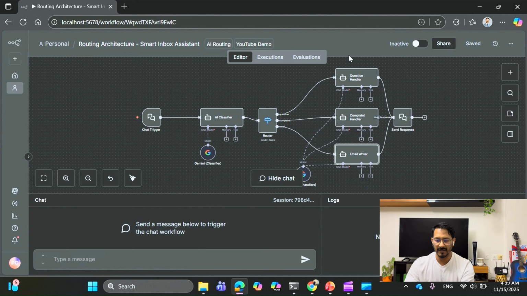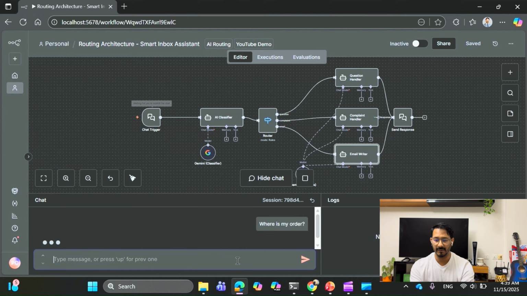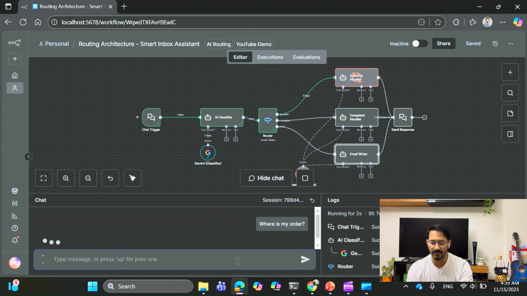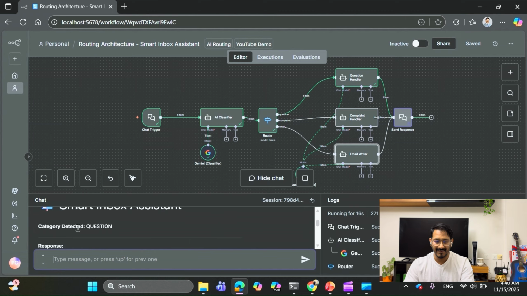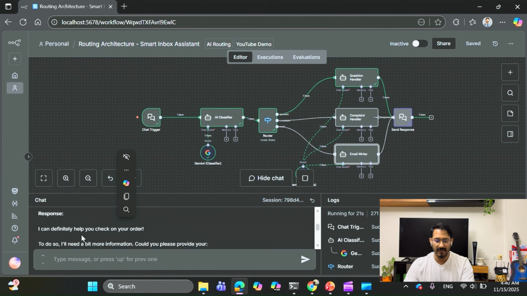So let's put it in the chat and say, let's say, where is my order. I'm just saying where is my order, and let's type it in. So you see the classifier has understood and the router has routed it to a question, because I asked where is my order. And if you see, there is a smart inbox assistant here. It has the category detected as question, and the response is, I can definitely help you check your order.